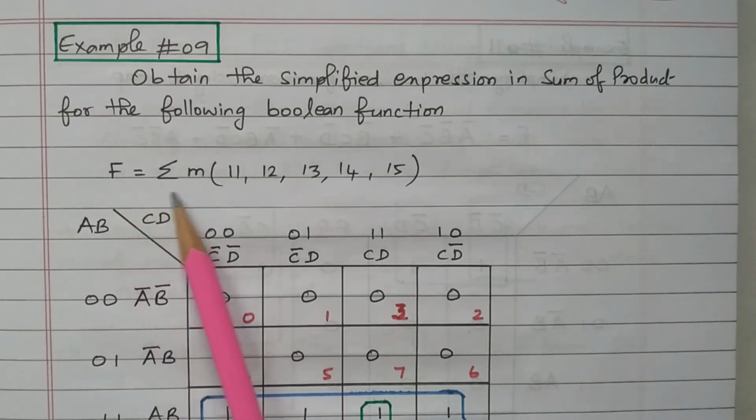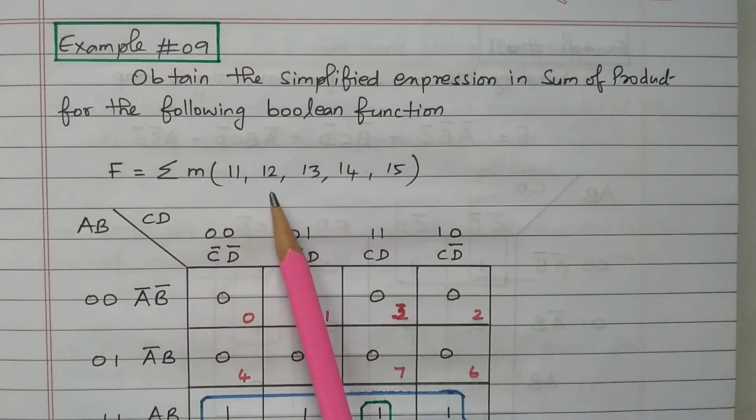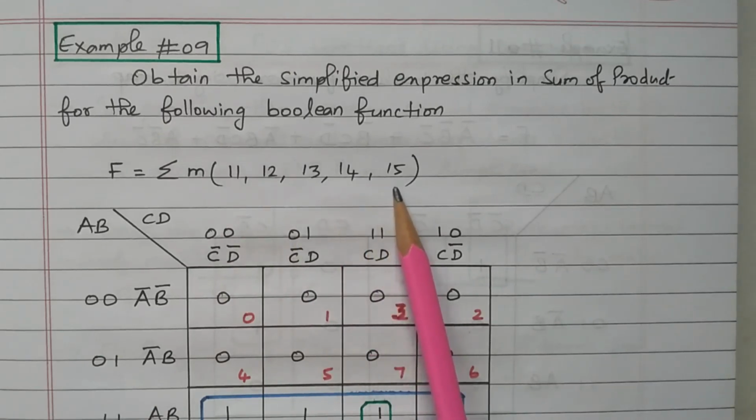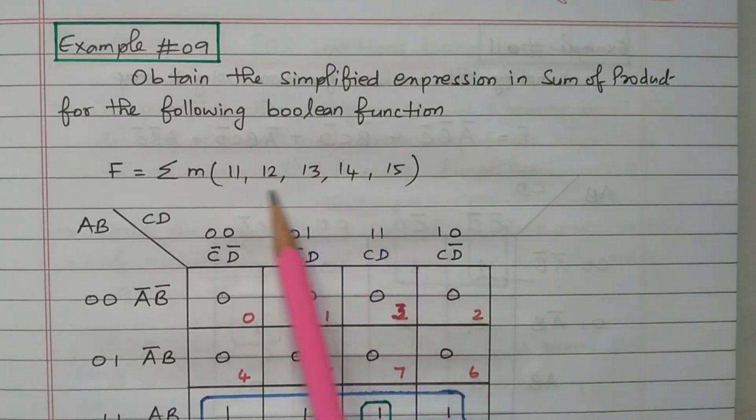F equal to sum of Minterm 11, 12, 13, 14 and 15. Right? These 5 Minterms are available. So we have 15 available, so definitely we need a 4 variable K map. 15 is within 2 to the power 4, 16. There are 16 combinations. So definitely we need a 4 variable K map.